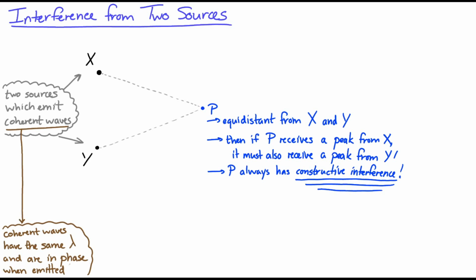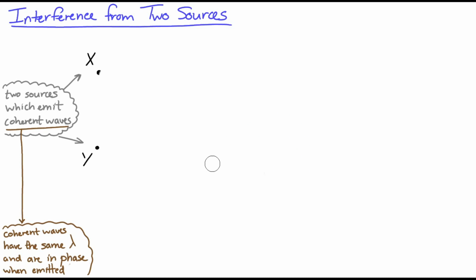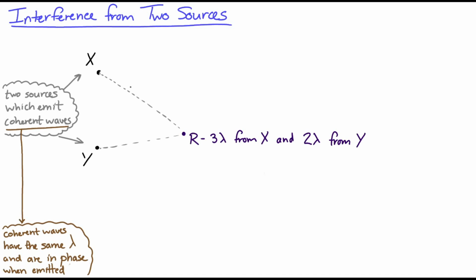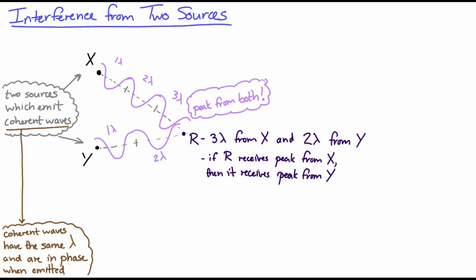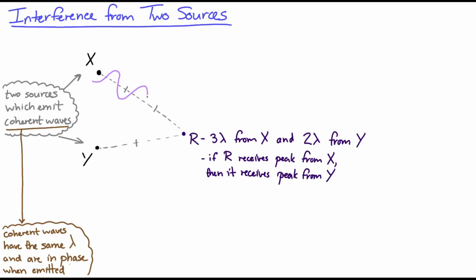All right, let's think about another point, point R. Let's say point R is 3 wavelengths away from X, and it's 2 wavelengths away from Y. So my argument is, if point R is receiving a peak from X, it must also be receiving a peak from Y. And I'll try to draw that. Okay, so it's receiving a peak from X, receiving a peak from Y. That also means that point R, if it's receiving a trough from X, it also must be receiving a trough from Y.